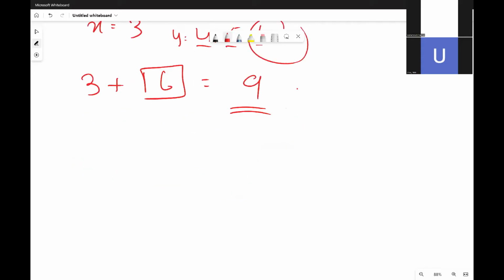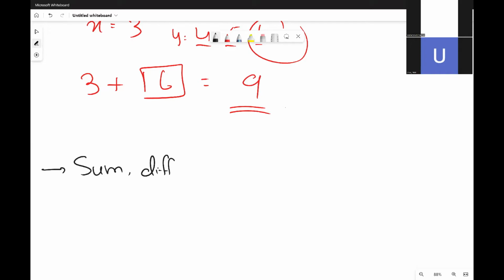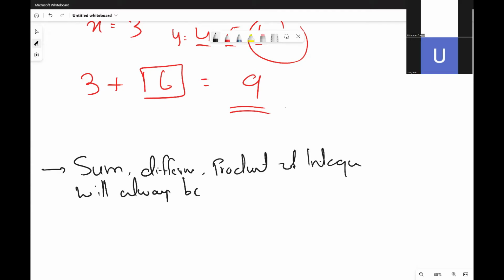So whenever you add integers, guys, remember integers can never be in decimals and fractions because integers are whole numbers. So whenever you add integers, or if you get the difference, the answer will always be an integer. 2 plus 5, 7, integer. 7 minus 5, 2, integer, okay? And also the product will always be an integer. So sum, difference, and product of integers will always be an integer.